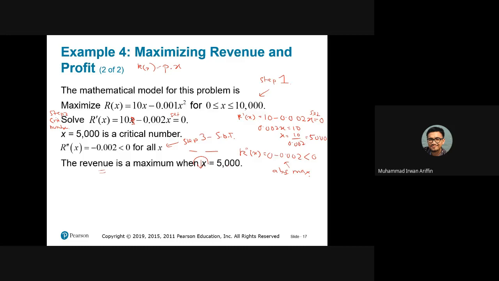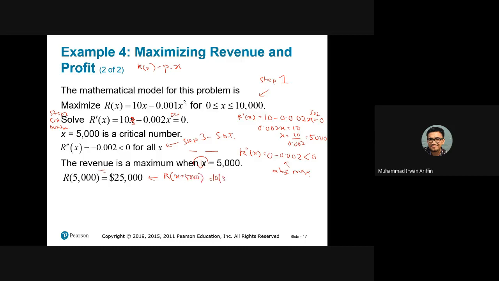Now, has this answered the question before? No, not yet, because we need to find what is the maximum revenue. So how do we know the maximum revenue? We simply substitute 5,000 into the original revenue function. So how do we get this? We simply replace x with 5,000.